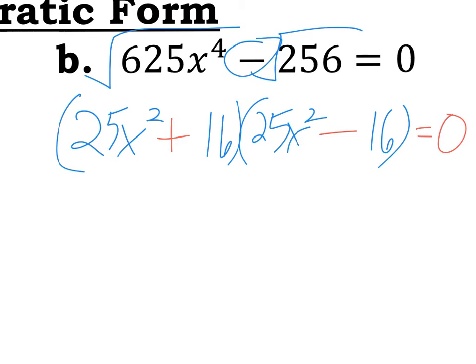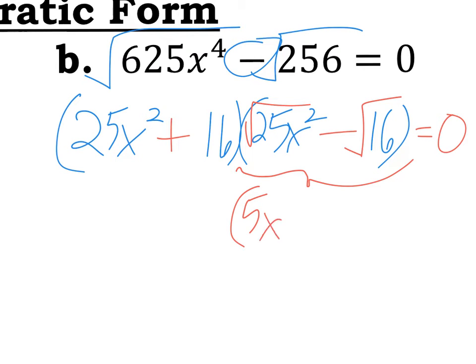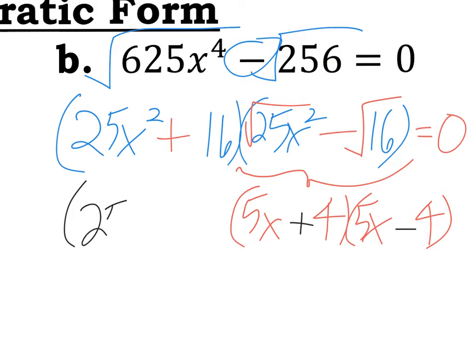So the one with the plus sign, there's no sum of two squares pattern, so that one's going to stay the same. The one with the minus sign, that one's going to be difference of squares again. What is the square root of 25? What is the square root of 16? The square root of 25 is 5, and the square root of x squared is just x. And the square root of 16 is 4. So I have a 5x plus 4 and a 5x minus 4. And then I just bring down that 25x squared plus 16. So now this is fully factored.